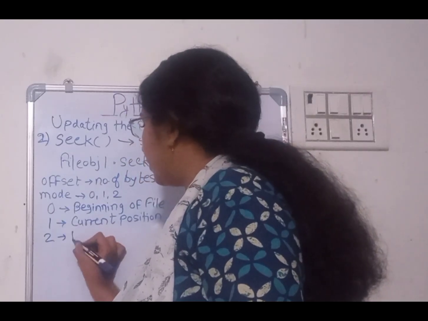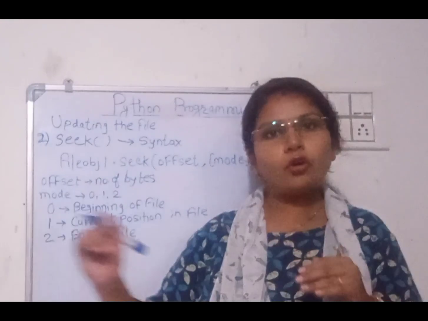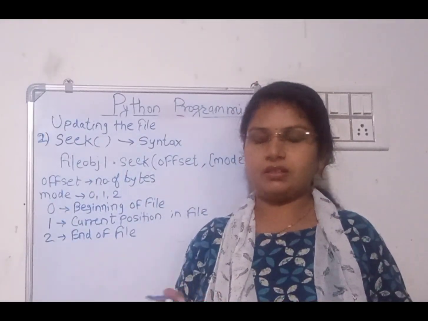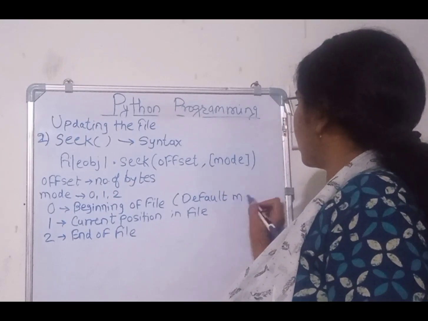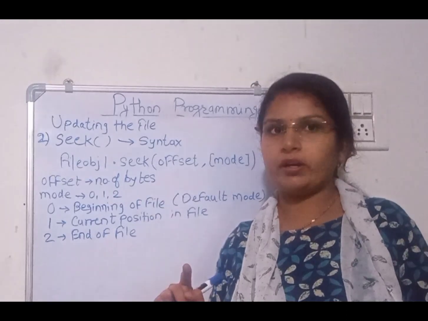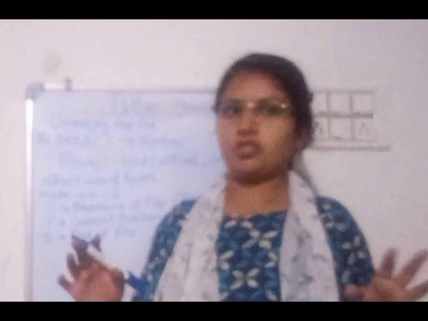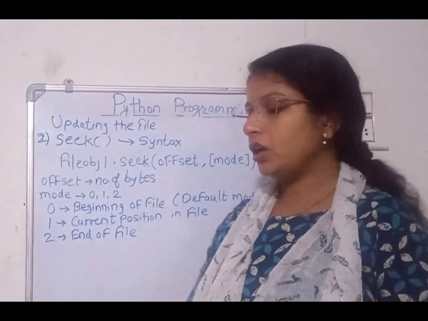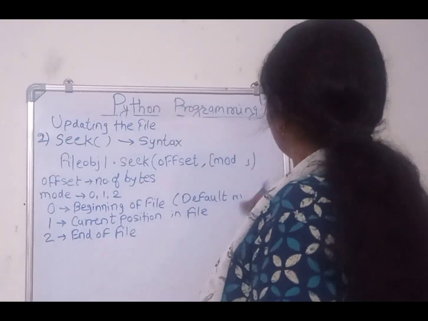And then 2 is for the end of the file. You first go to the end of the file and then change the file pointer position. If you are going backwards, you compulsorily mention 2. Here 0, the beginning of the file, is your default mode, meaning if you don't provide the mode, it automatically goes to the beginning of your file, counts the offset value and changes your file pointer position. With the current position, the file pointer stays where it is and then changes. And 2 is for the end of the file: the file pointer first goes to the end of the file, and then goes backwards to change position.